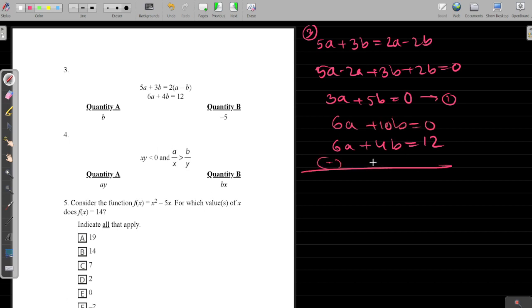Then if I subtract this one, the 6a and 6a will cancel, and I will get 6b equals minus 12 and b equals minus 6, right? So this b and this minus 5 are not equal, so they are not equal.